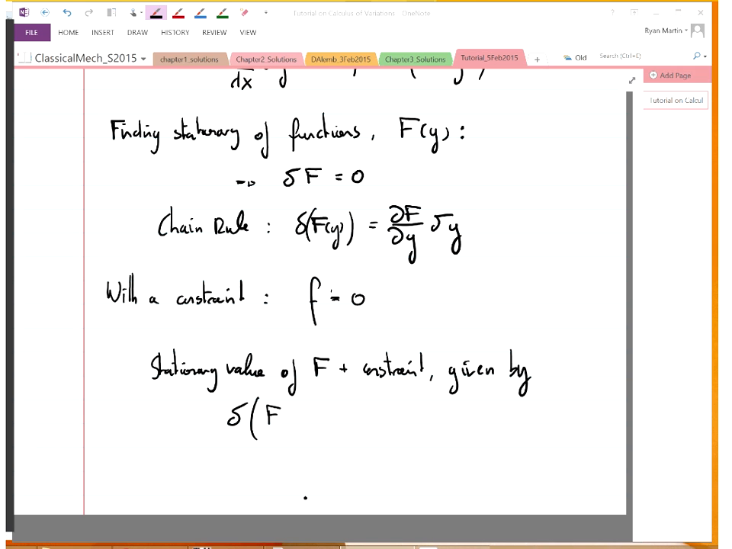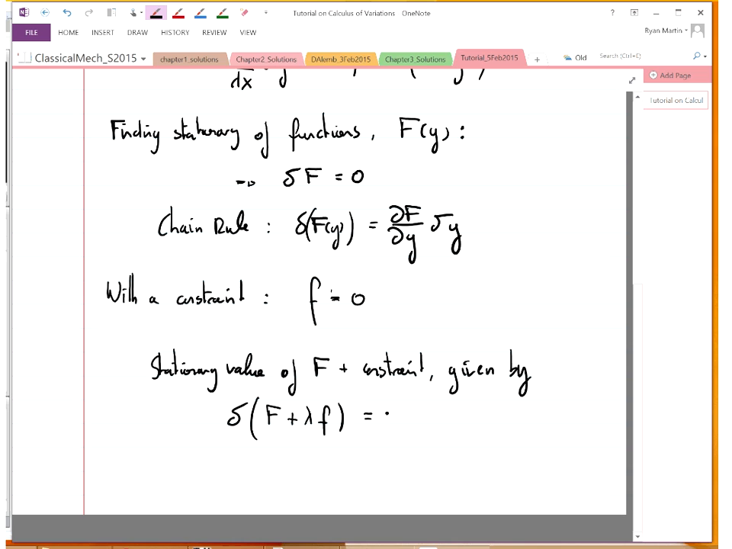So as I was saying, if you're trying to find the stationary value of a function F subject to a constraint lowercase f, then the stationary value is found by setting the variation of capital F plus lambda lowercase f equal to 0, where this lambda we call a Lagrange multiplier.